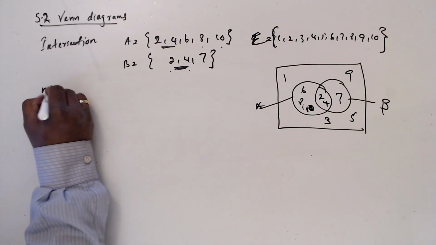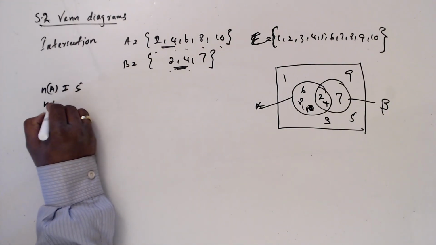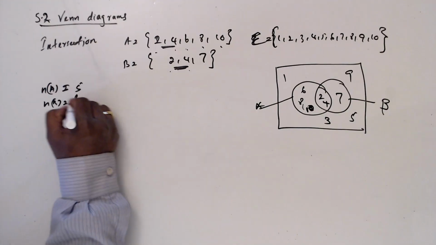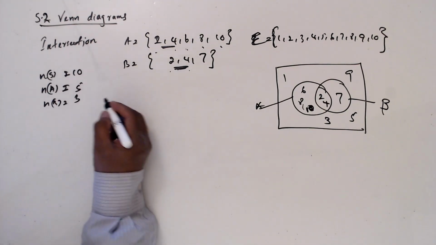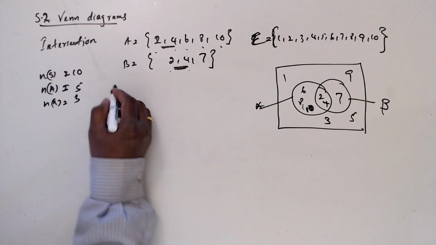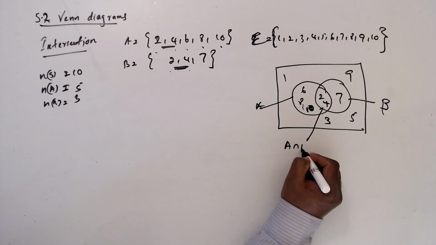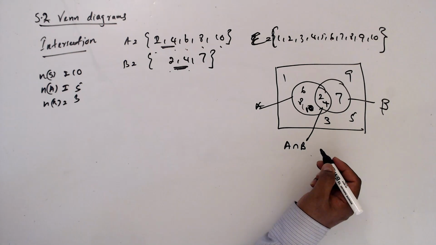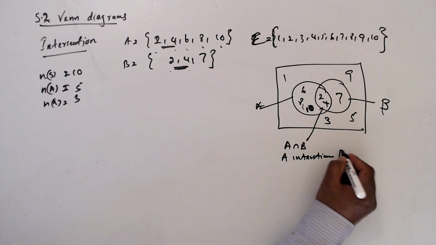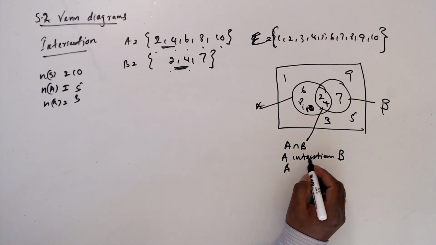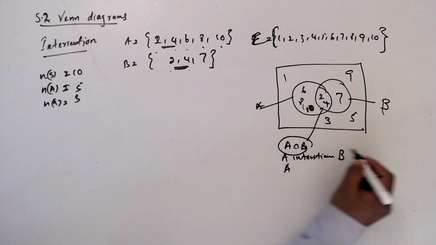Now n(A) is 5. n(B) is 3. n(ξ) is the number of elements in the universal set, which is 10. And so the intersection: this area we refer to as A intersection B. So this is the symbol, the intersection symbol.